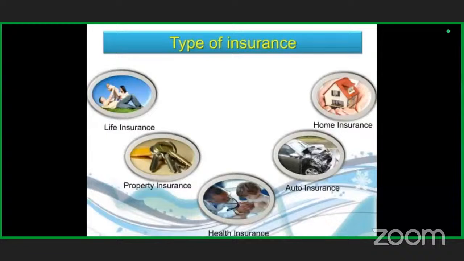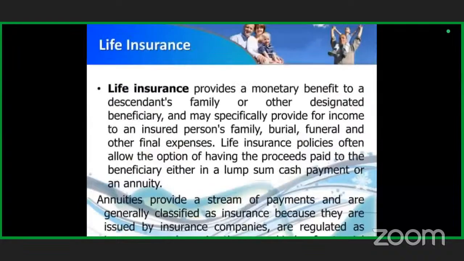Health insurance relates to the medical health of human beings, auto insurance relates to motor vehicles, home insurance relates to the house. Then coming to life insurance, it provides a monetary benefit to the deceased's family or other designated beneficiary, and may specifically provide for the income of the insured person's family, burial, funeral, and other funeral expenses also.